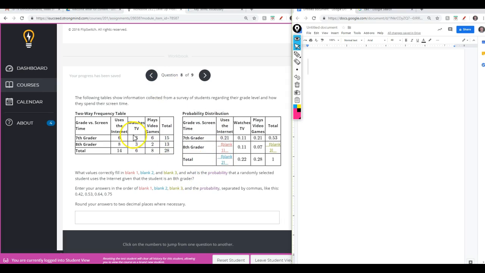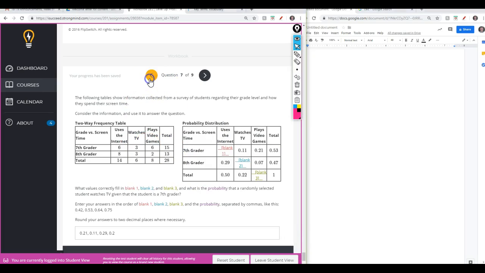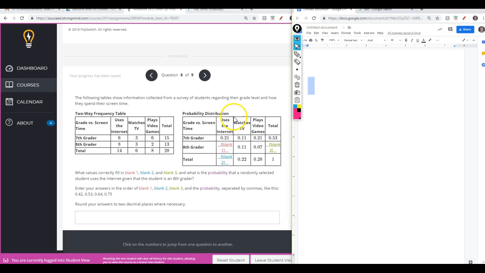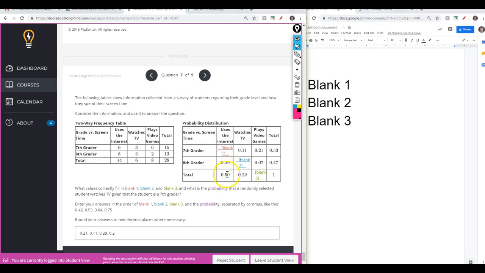Okay, well these two tables look the exact same from question 7. This is a power of observation. So notice that blank 1 is right here with uses the internet and 8th grader. Blank 2 was our total using the internet, and blank 3 was our total 8th graders. And I'm just going to use power of observation to jump back here and see. Well, we have the probability right here, 0.29.